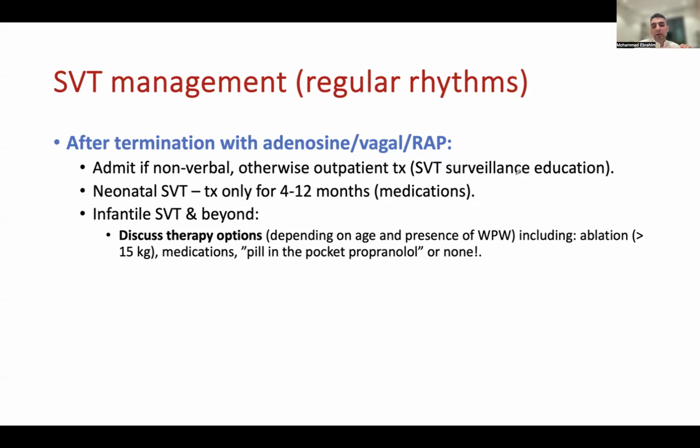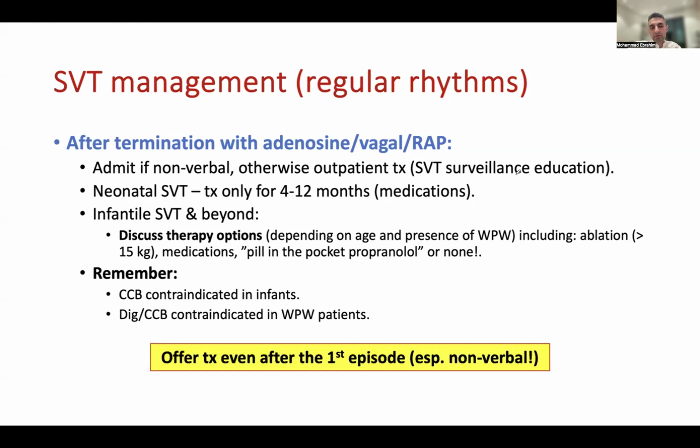Of course if the patient has WPW, then usually we prefer ablation. But if there's no WPW, we don't have to, and patients might not want to do ablation, which is fine. And then we offer ablation for 15 kilograms and above. Of course you have to remember calcium channel blockers are contraindicated in infants, and digoxin and calcium channel blockers are also contraindicated in WPW patients.